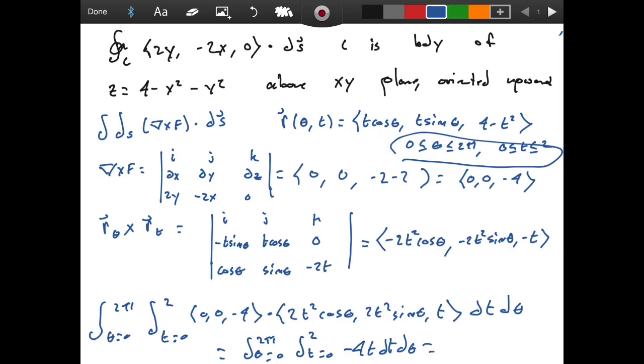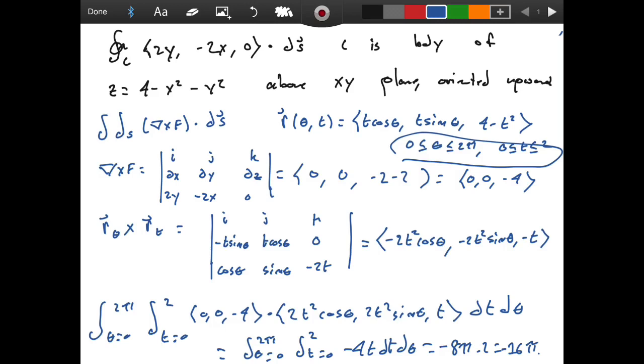Okay, and what is this? This is minus 8 pi times the integral of t from t equals 0 to t equals 2. The antiderivative of t is 1/2 t squared, so this is going to be 4/2, so this is going to be times 2. So this is equal to minus 16 pi.